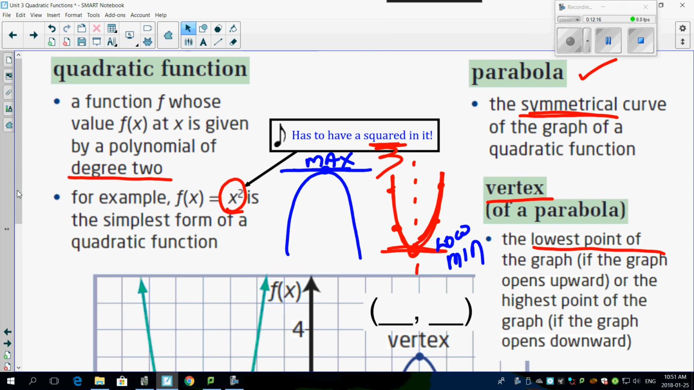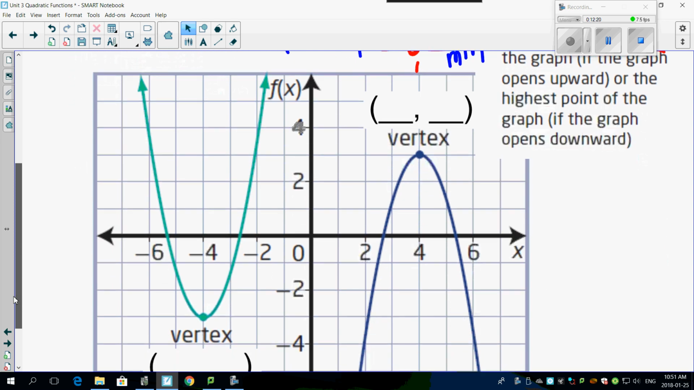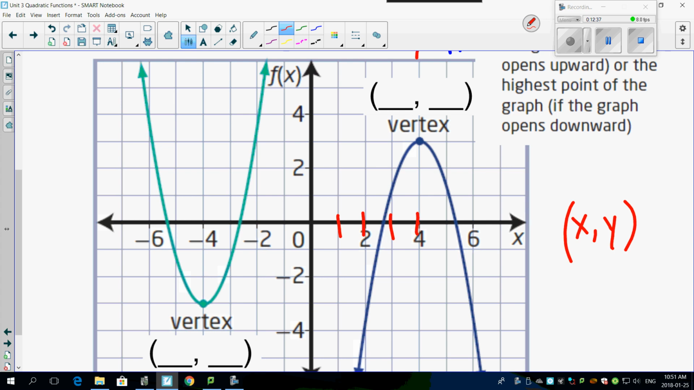So I want to show you some more stuff here. Watch this. This is really neat. Here's two different parabolas, and I just want to label the vertex. Remember, when labeling the vertex, it's an XY coordinate, and that's going to be incredibly important to us when we get going on this a little later on. So if you look, 1, 2, 3, 4, 1, 2, 3. That is 4, 3. Noticing that this is going downwards, it's going to be a maximum.